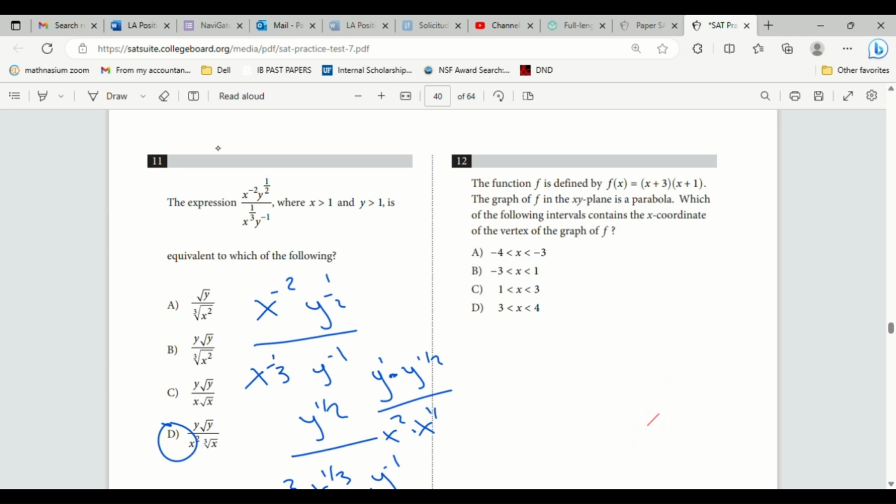Number 12, the function f is defined by f of x equals x plus 3 times x plus 1. The graph of f in the xy plane is a parabola. Which of the following intervals contains the x-coordinate of the vertex of the graph?